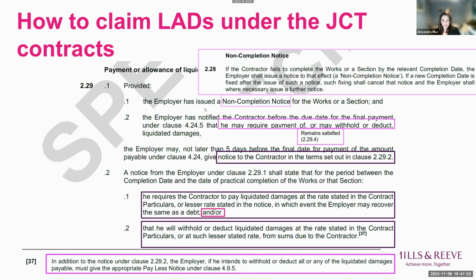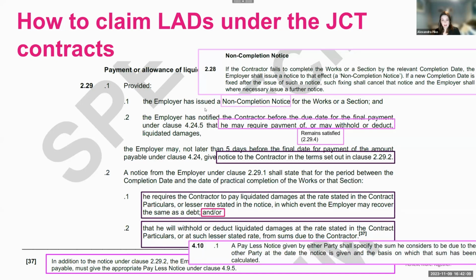And that then you'll see refers you to clause 495 for how to give an appropriate payless notice. And that clause says that you have to serve that notice 5 days before the final date for payment of the payment that you are withholding against. And then it refers you to another clause, clause 410, and that sets out what that notice has to say.